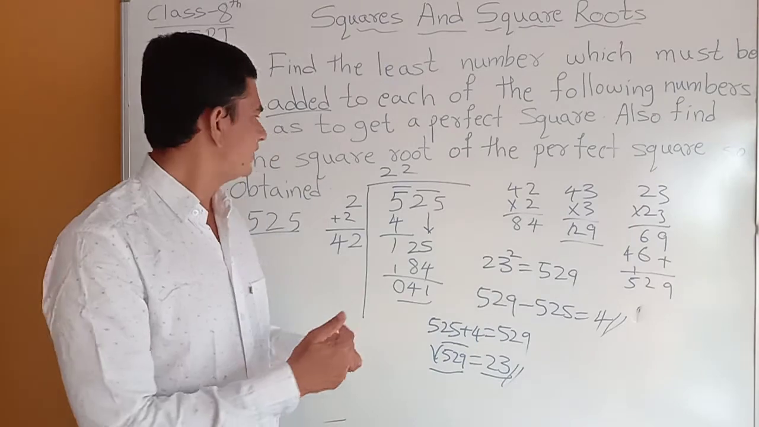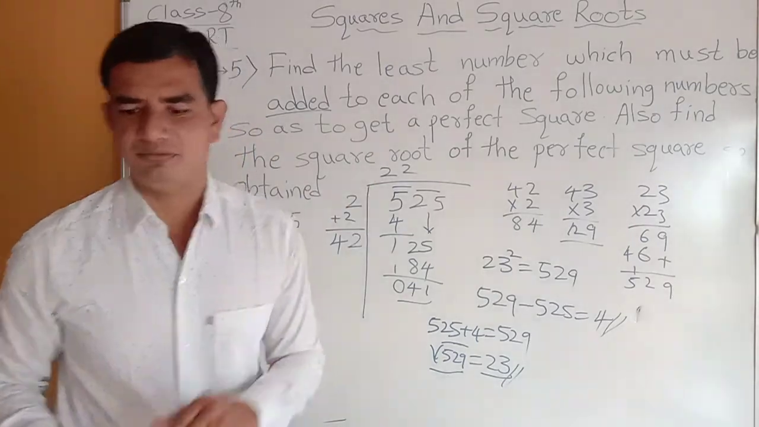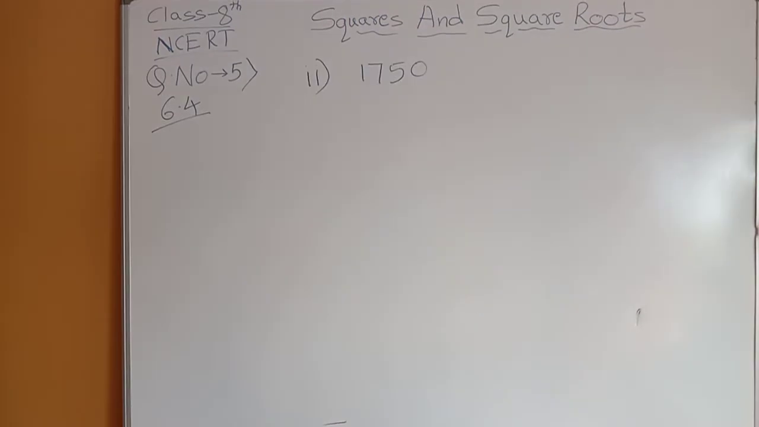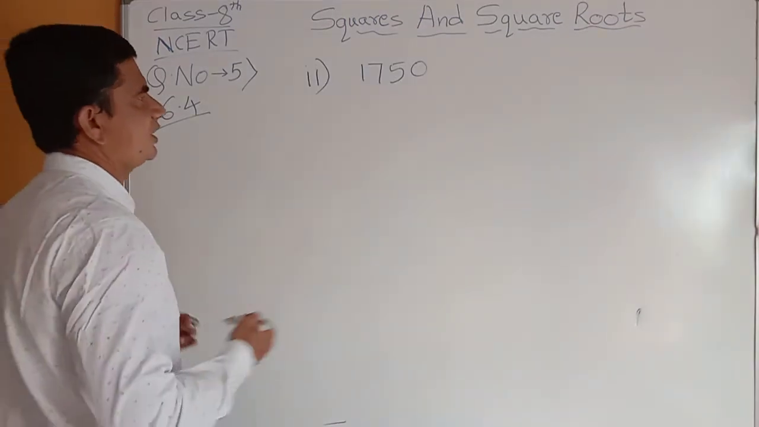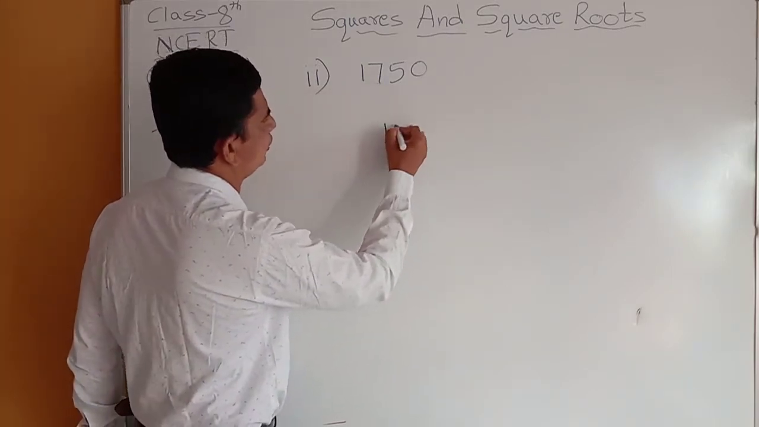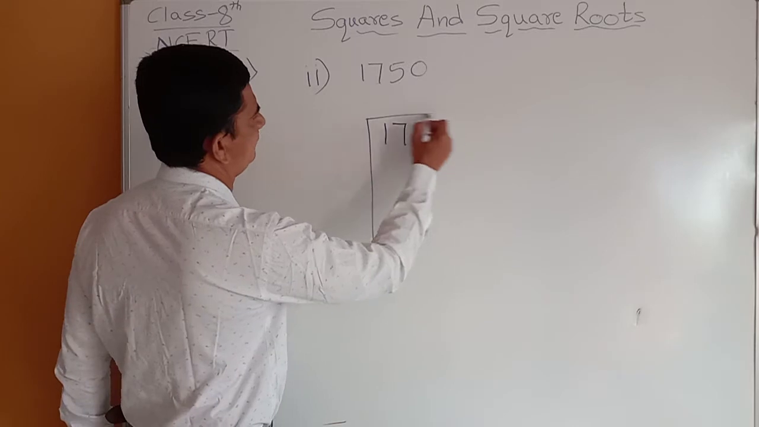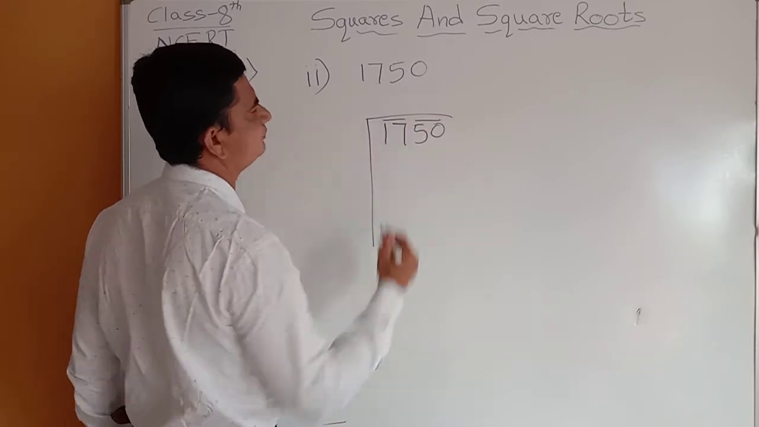Let's go for the second question, that is 1750. So do the division method first. 1750, so make a pairs of 2.